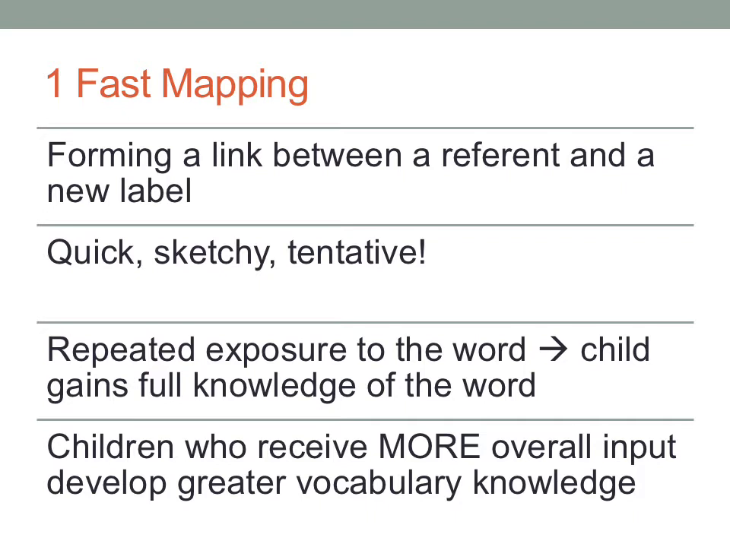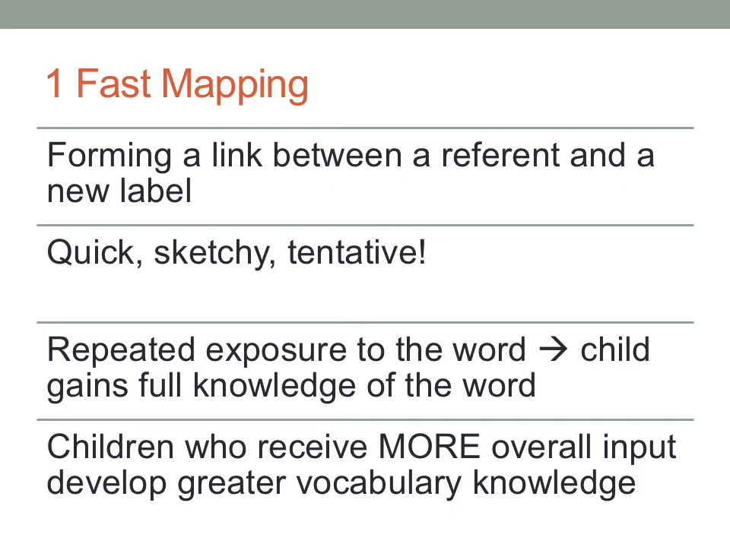So when they're forming that quick link, you can imagine that children who receive more overall input from adults or older children are going to develop greater vocabulary knowledge because they're going to get more exposures, repeated exposures. They're going to get more exposures to brand new words that they can at least fast map some initial word meaning to.